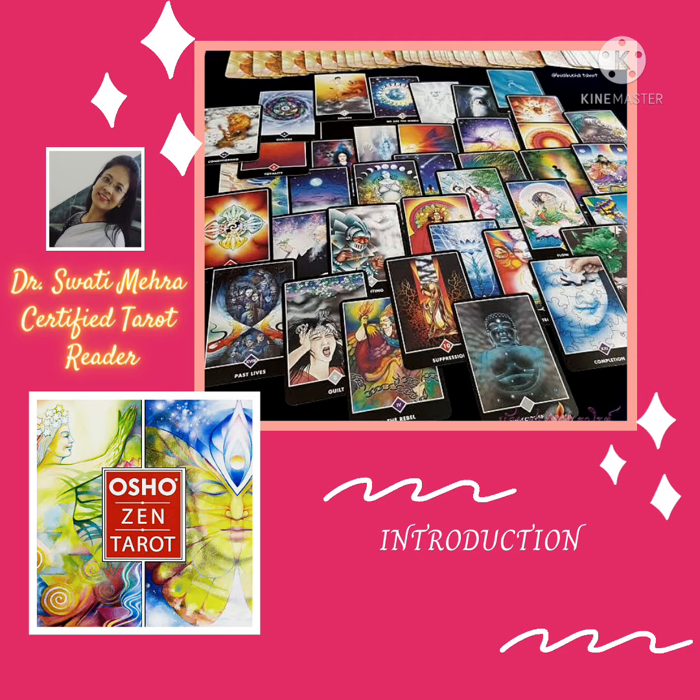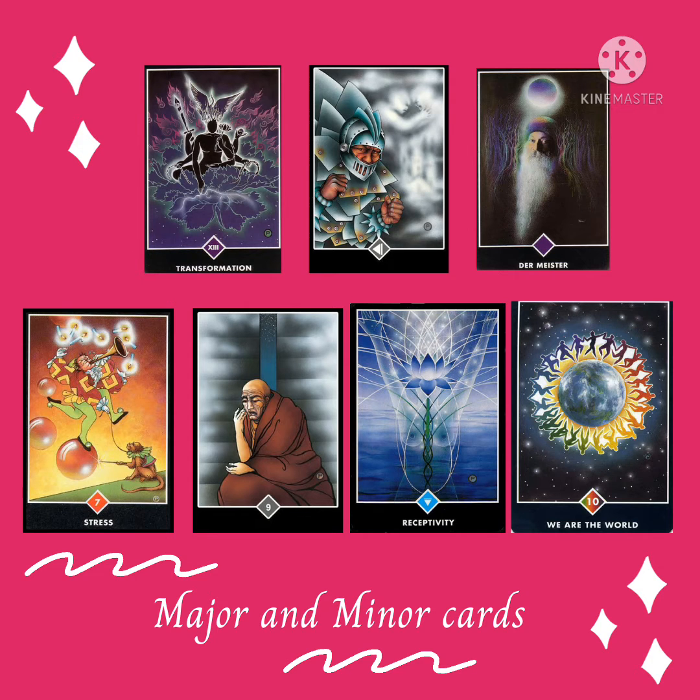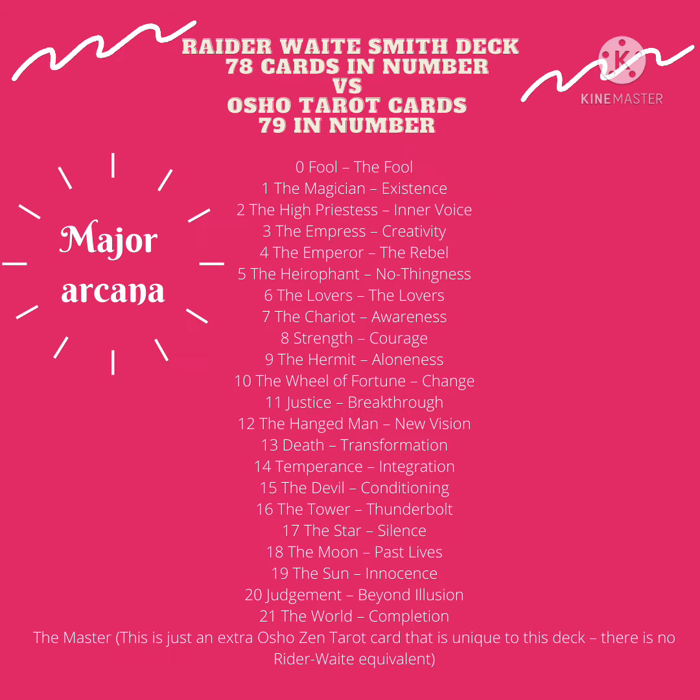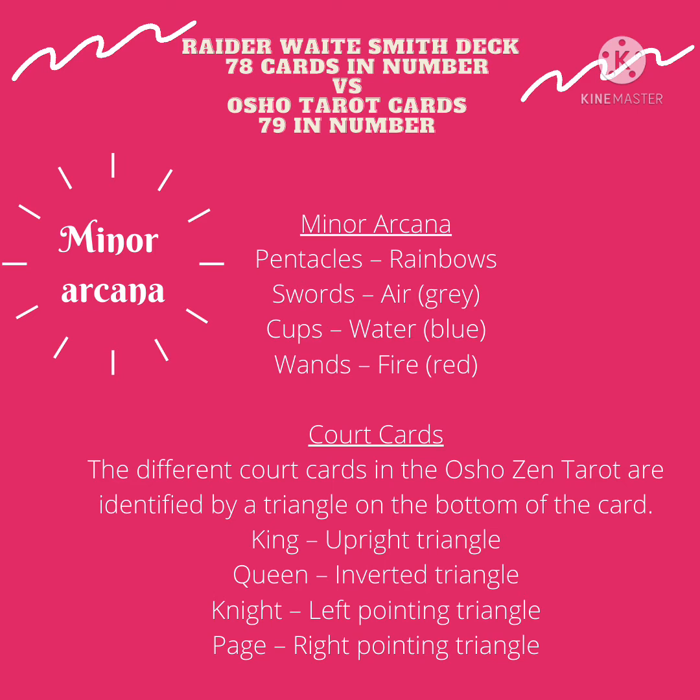Osho tarot cards examine the external events to clarify the inner self. It empowers the sensitivity, intuition, acceptance, creativity, and personality of a person as a whole. Osho tarot cards include 79 cards in total. This includes major arcana cards and minor arcana cards, similar to the Rider-Waite-Smith deck structure.